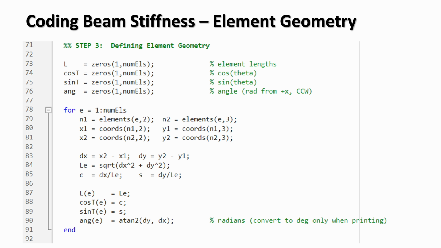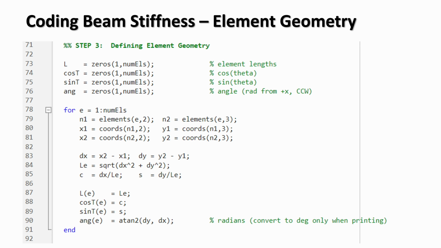Now that all the input data has been defined, the first computational step is to determine the geometry of each element. This includes the element length and direction cosines, which describe how each element is oriented in the global coordinate system. We begin by creating arrays to store the length, cosine, sine, and angle for each element, and then loop through the elements using the connectivity defined earlier.